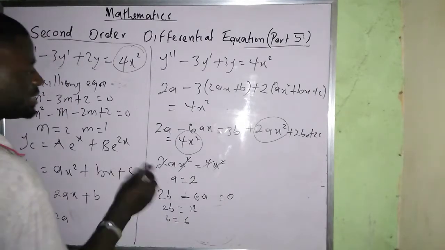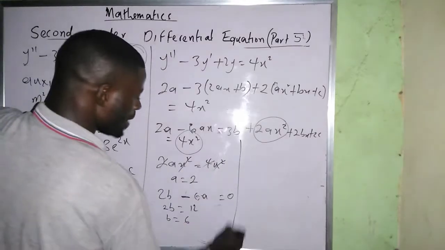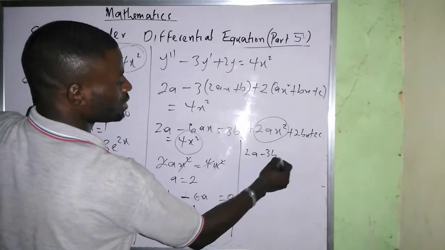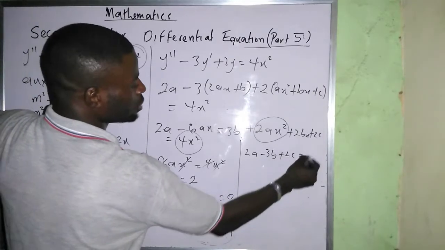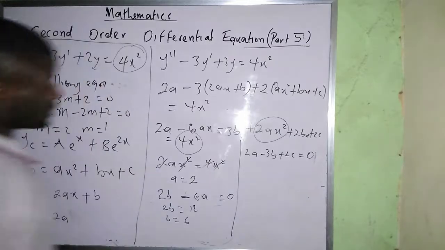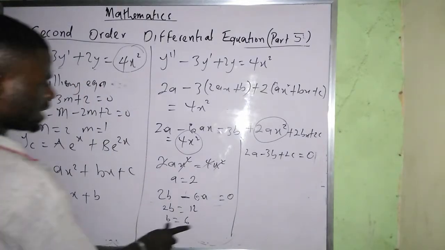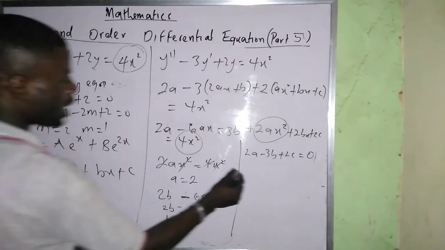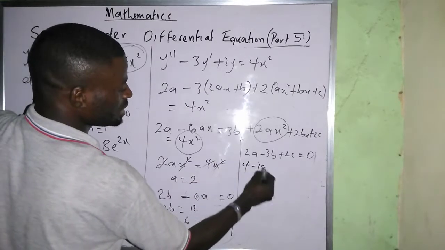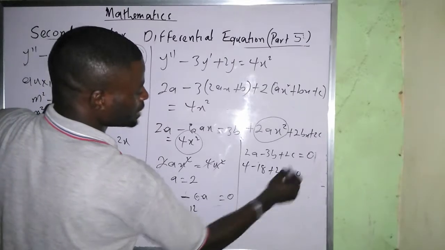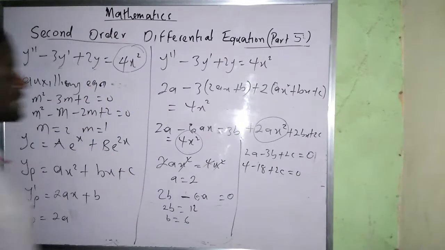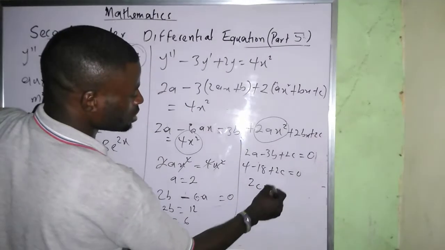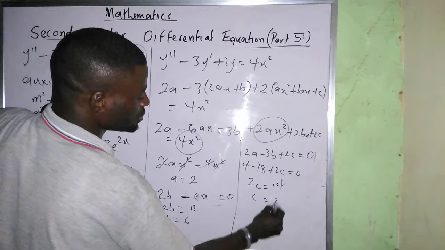How do I get my c? The terms with no x: I come here again, 2a minus 3b plus 2c equals 0. Now, what is my b? 6. My a is 2. I will have 4 minus 18 plus 2c equals 0. 4 minus 18 will be minus 14. It means 2c equals 14. My c equals 7.